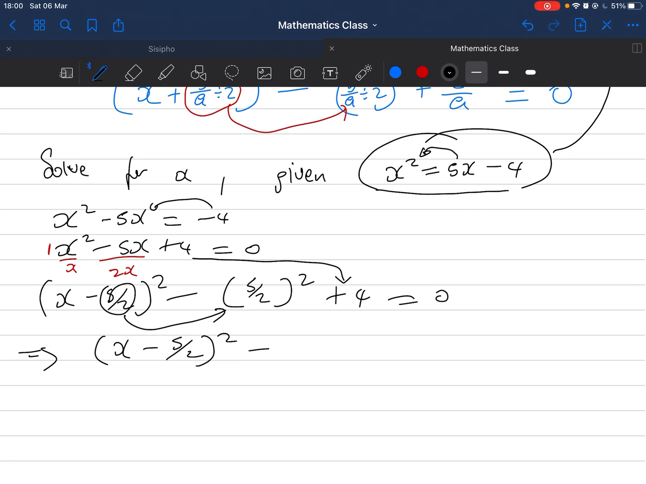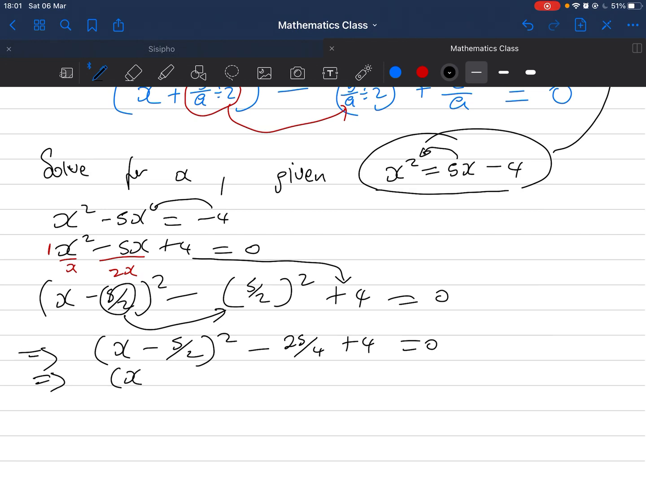minus, so 5 over 2, basically you can even take your calculator and punch it out. 5 over 2, square that. So basically that's going to be 25 over 4. Right? 25 over 4 plus 4 is equal to 0. You can actually take your calculator and just type 5 over 2 squared plus 4, right? So negative 25 over 4 plus 4. So you're going to get negative 9 over 4.